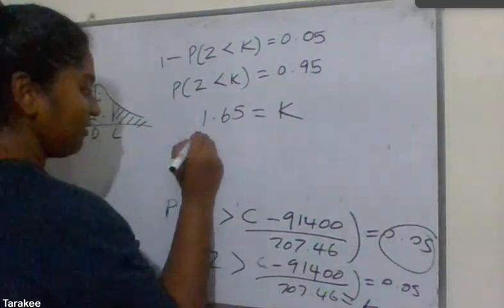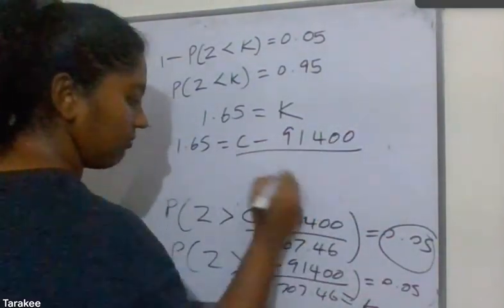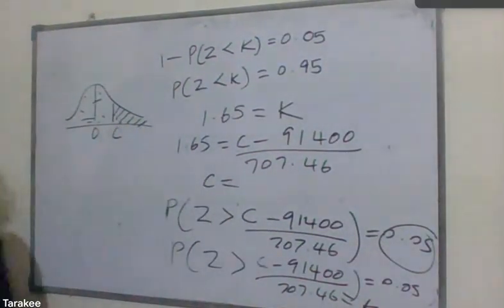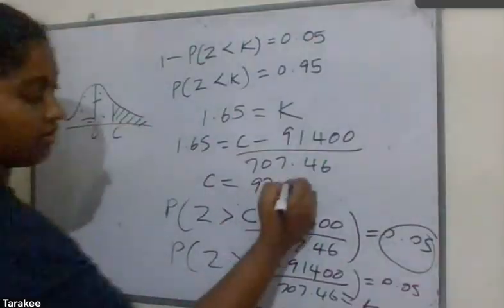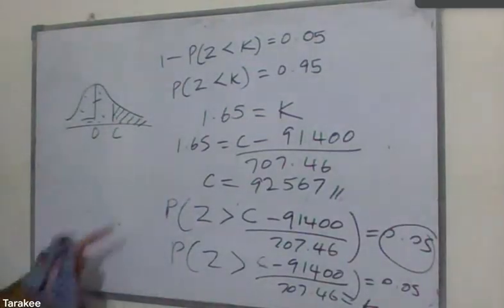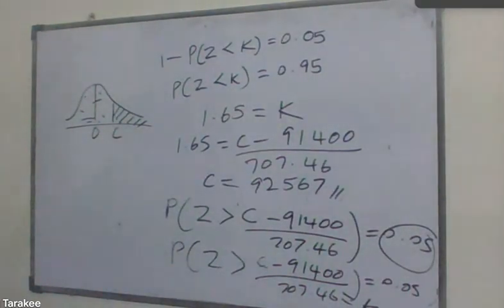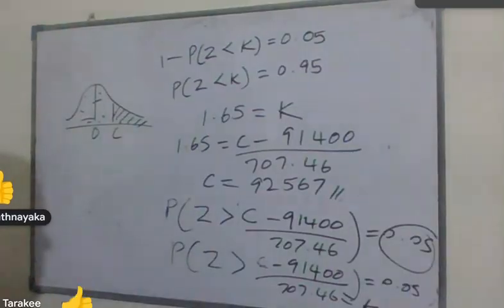Now solve it. 1.65 equals K, which is C minus 91,400 divided by 707.46. So C equals, once you simplify this entire thing, 92,567 is the answer. That is the excess weight, I think. Okay. Last question we'll do. Did you get this one? Shalita. Okay.